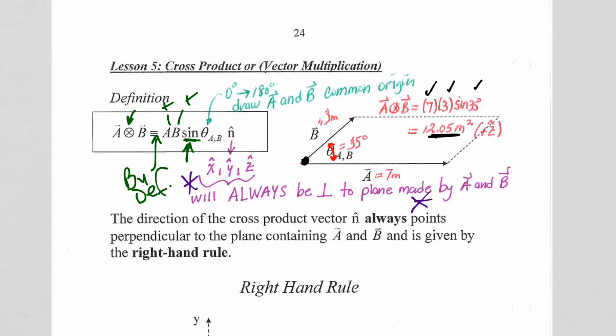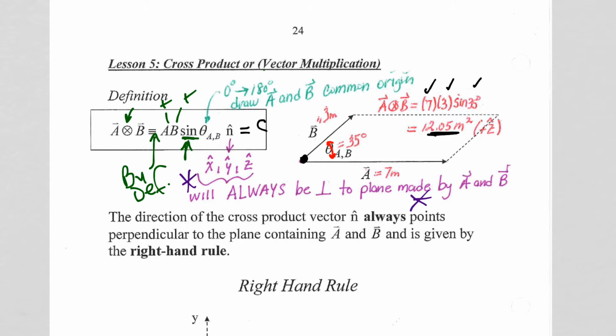So the question now is this n hat. How do I get the direction of the vector? And by the way, this is important. We get a vector. A cross B generates vector C. So when we take A cross B, we get vector C. Vector C has a magnitude of 12.05.